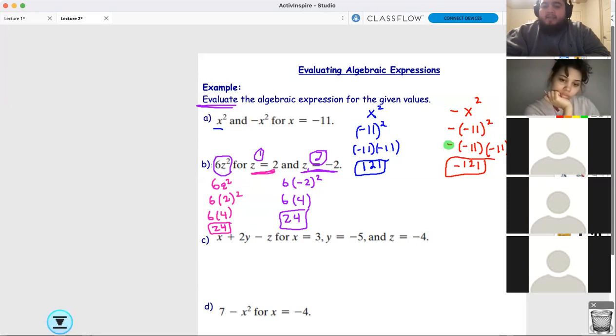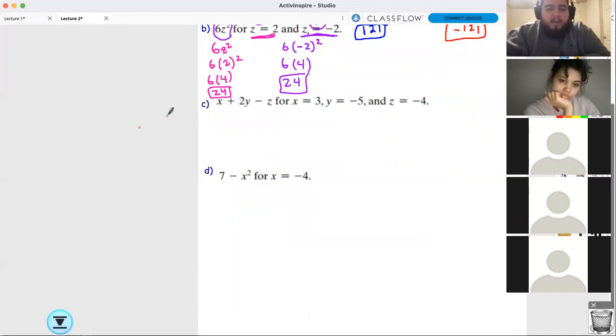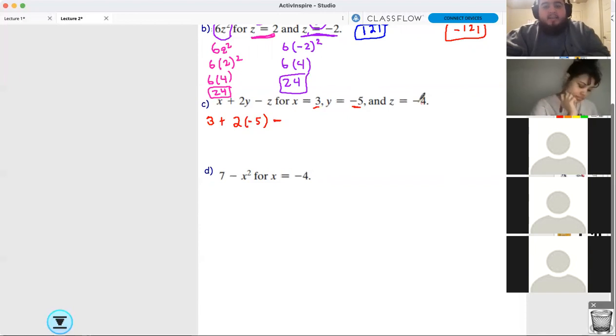All right, let's look at C. C tells us x plus 2y minus z, and it gives us x, y, and z. So x plus 2y. So instead of x, I'm plugging in what number? 3. So it'll be 3 plus 2y. So 2 parentheses. What did we get for y? -5 minus z. Z is -4. We plugged in x, y, and z.